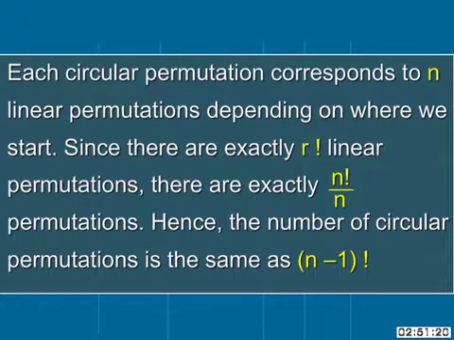Each circular permutation corresponds to n linear permutations depending on where we start. Since there are exactly n factorial linear permutations, there are exactly n factorial upon n circular permutations. Hence, the number of circular permutations is the same as (n minus 1) factorial.